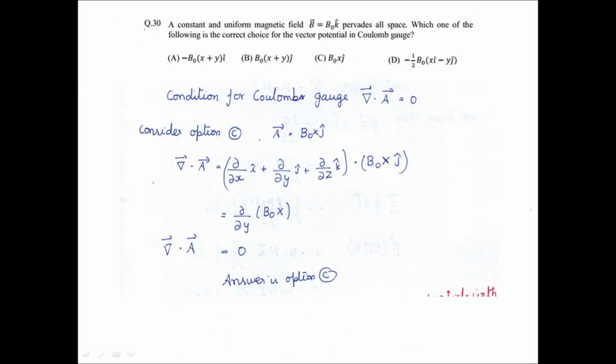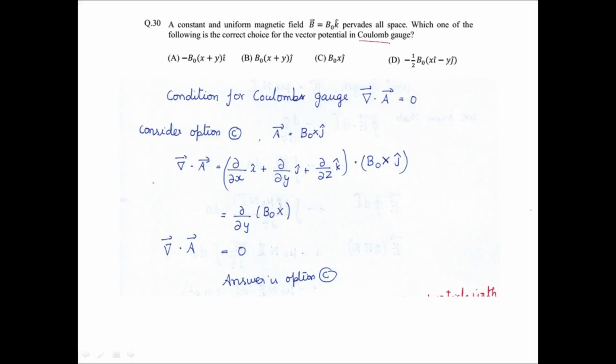Question: a constant and uniform magnetic field B vector equal to B naught k cap pervades all space. Which one of the following is the correct choice for the vector potential in Coulomb gauge? Option A, minus B naught (x plus y) i cap. Option B, B naught (x plus y) j cap. Option C, B naught x j cap. Option D, 1 minus 1 by 2 B naught (x i cap minus y j cap). So in this question we have to find which among these four vector potentials satisfies the Coulomb gauge condition.